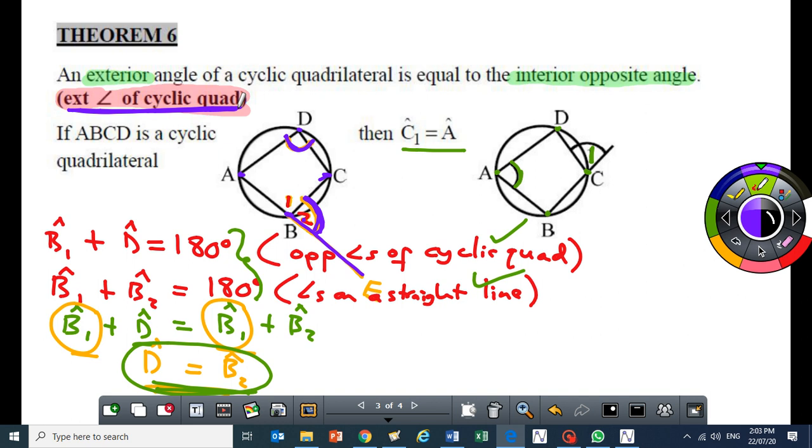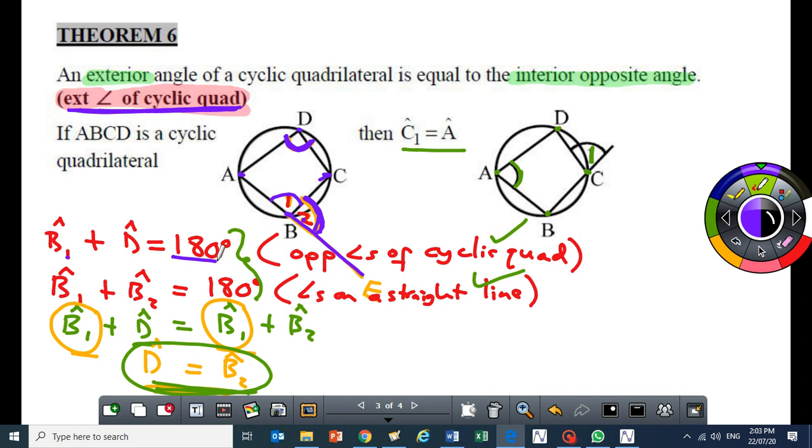So based on the diagram, if I write angle B1 plus angle D is equal to 180, my reason will be opposite angles of cyclic quad, which is theorem 5. Angle B1 plus angle D, I must get 180. The reason, opposite angles of cyclic quadrilateral.